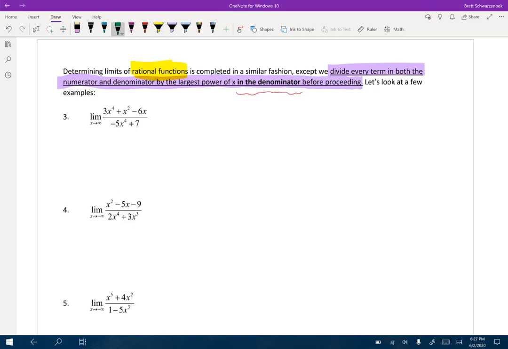Well, look at our first problem. We have this rational function, which is basically just a quotient of polynomials.